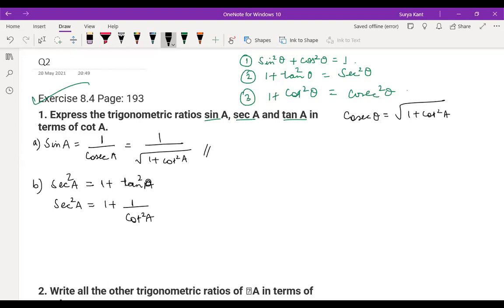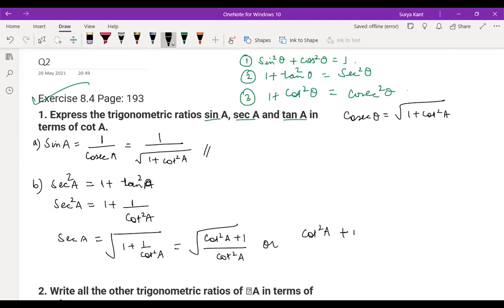Now sec A is equal to root over 1 plus 1 by cot square A. Then you can simplify this, right? It will come as cot square A plus 1 divided by cot square A, or we can write root of cot square A plus 1 divided by cot A. Is it clear or not?